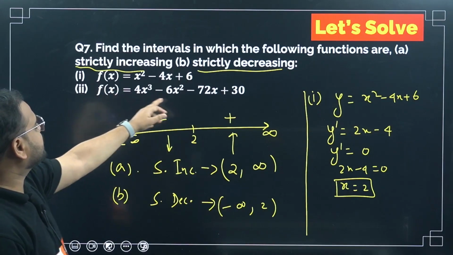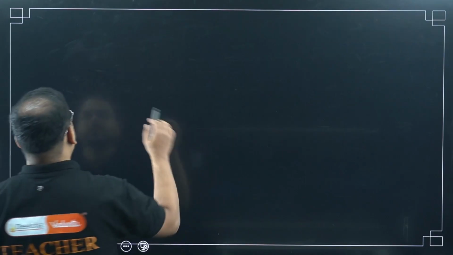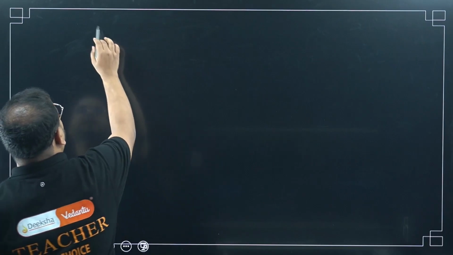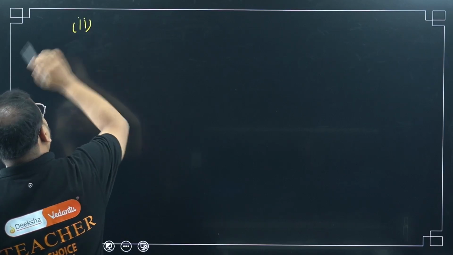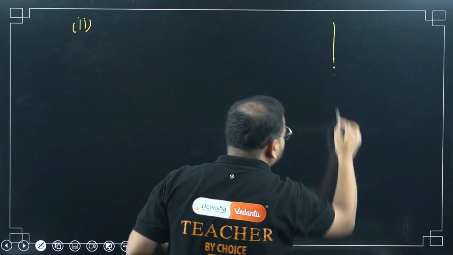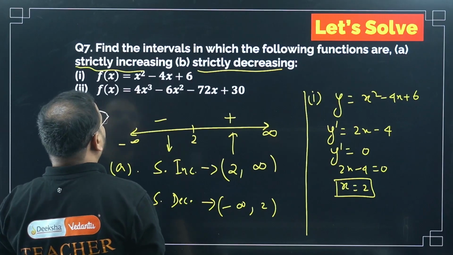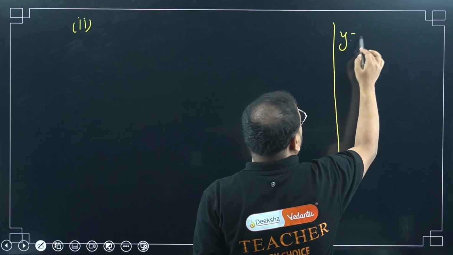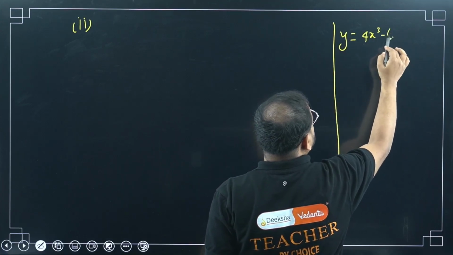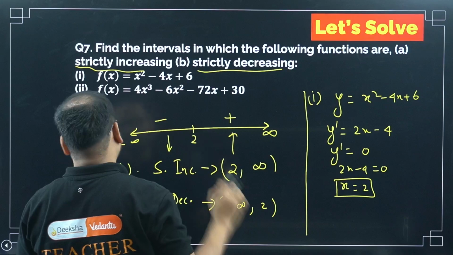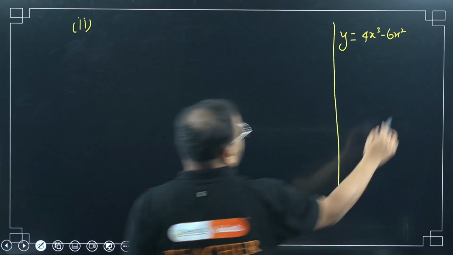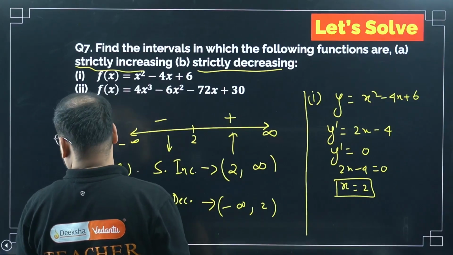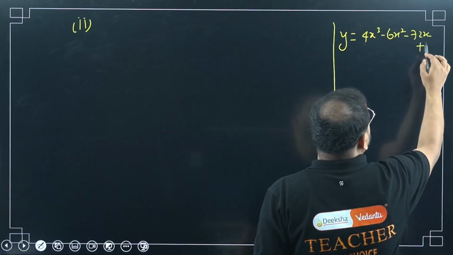Next question is 4x cube minus 6x square. I will solve both the parts here. I will not give any one of them as homework, just to make you get better at this. So I'm going to do the differentiation on this side. The condition given: y equals 4x cube minus 6x square minus 72x plus 30.